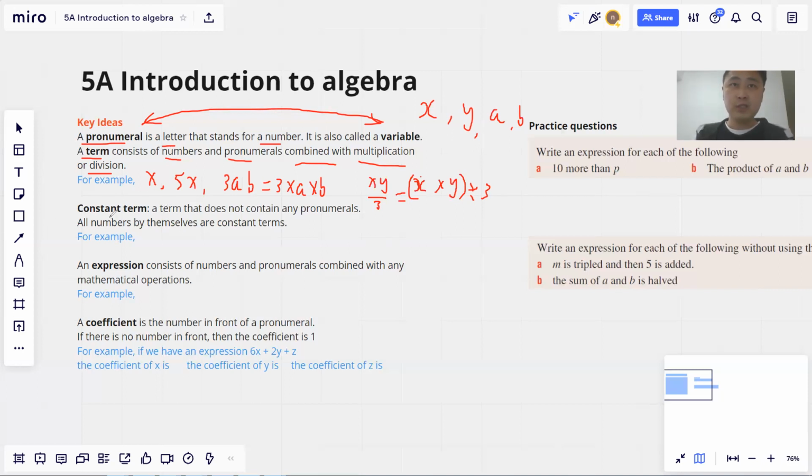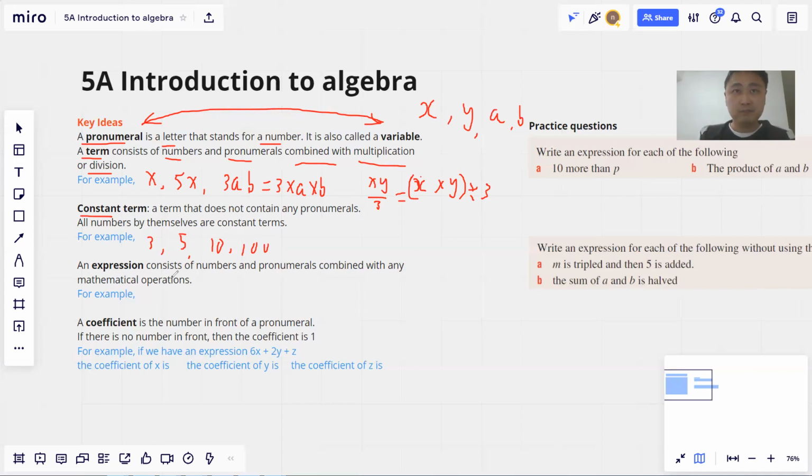And then what is a constant term? A constant term is a term that does not contain any polynomials. Basically, it's just numbers by themselves. For example, 3 is a constant term. We can have 5 as a constant term, and we have 10, or 100. They are all constant terms.